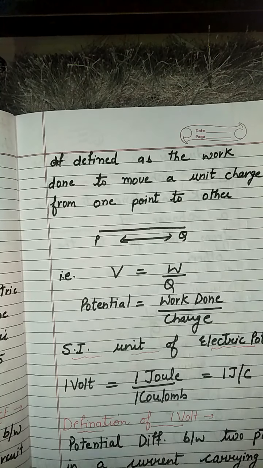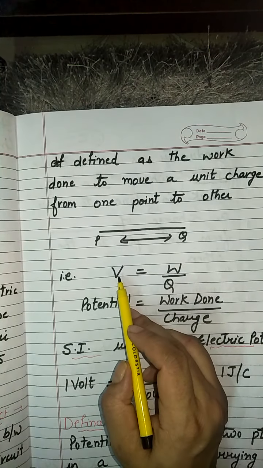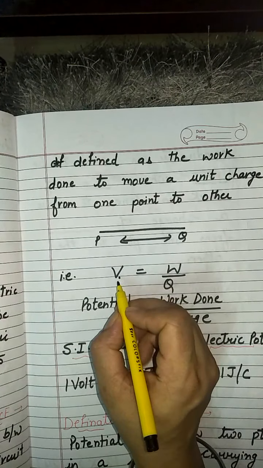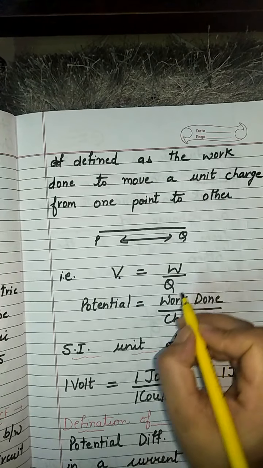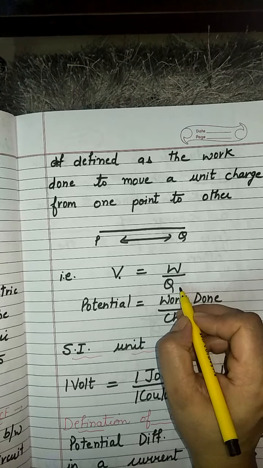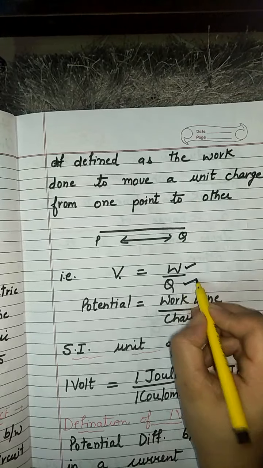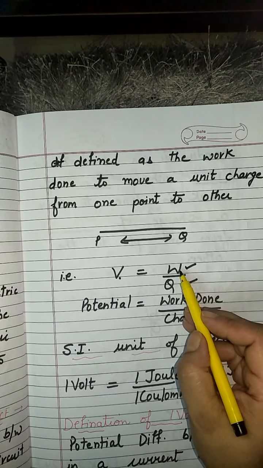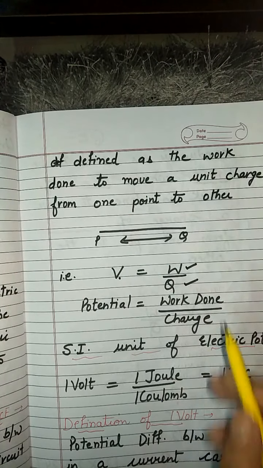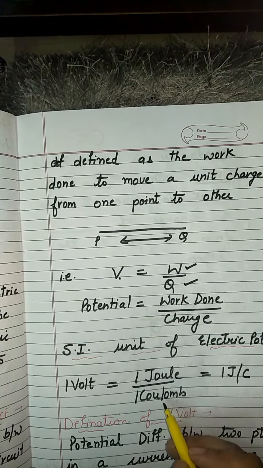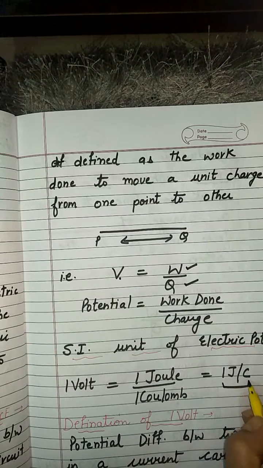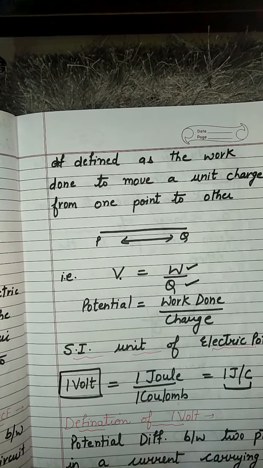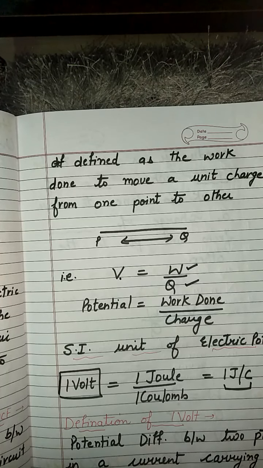Or in short, what will I be saying? Potential difference, it is denoted by the letter V. Potential difference is work done per unit charge. What is the SI unit for work done? It is joule. What is the SI unit of charge? It is coulomb. So this ratio, joule upon coulomb, is known as volt.